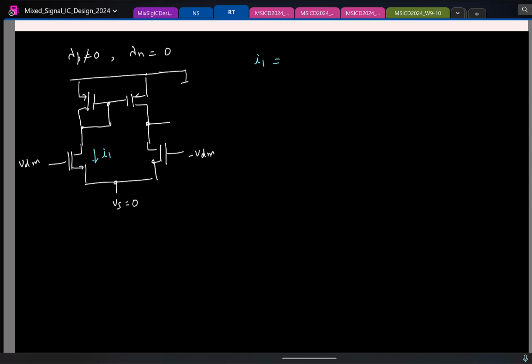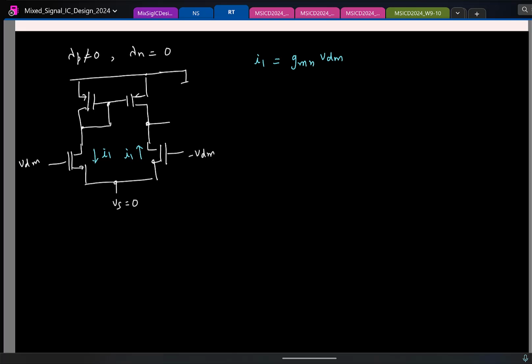Gm of the NMOS times the gate to source voltage, which in this case is just VDM. Fine. What can you say about the small signal current here? If you try to find I2, that will be minus of this. So I can basically say that the current flowing up is that, and that should also make sense because here I have open circuit. Whatever current is flowing here, the only path for it to flow is here.